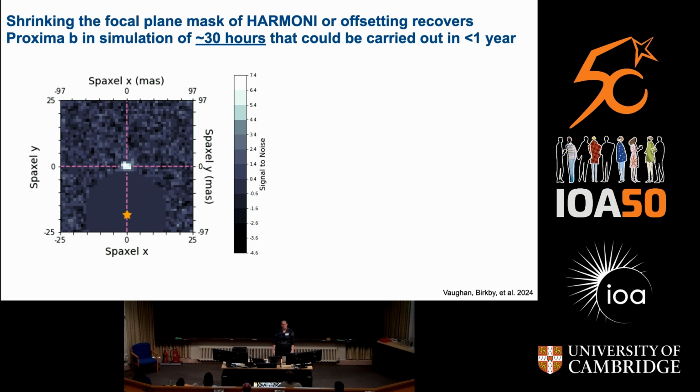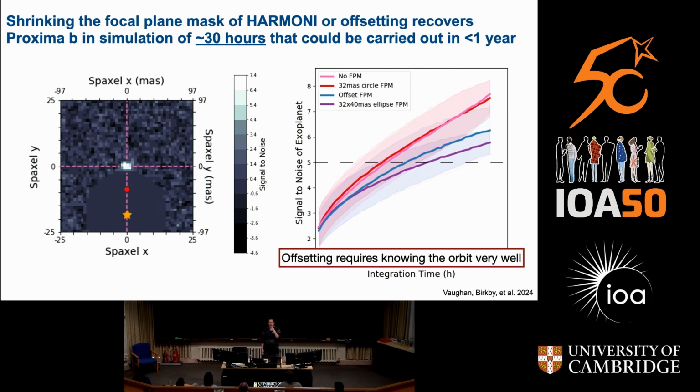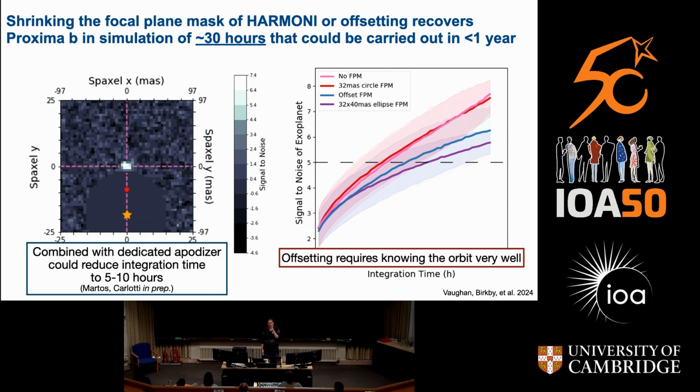At 75 milliarcseconds you can detect an Earth-like planet or Proxima b-like planet using HARMONI, but Proxima b is hidden behind the mask of HARMONI, so we're working with the HARMONI team to try and change the mask before we go on sky. If we had no focal plane mask, you need it to stop saturation. We can't not use it, we've been told no. But broadly, for the different masks that we've tried, you need an integration time of about 30 hours. If we offset the mask, we need to know the orbit. We don't know that yet, so we're working with the HARMONI team to try and change this.